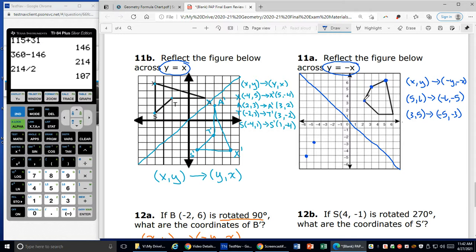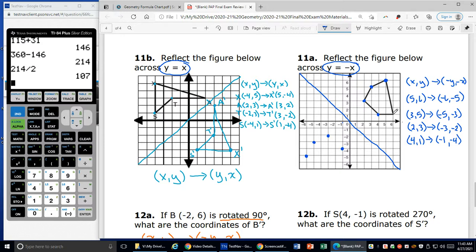Then let's keep moving around to this point here, which is at 2, 3. The opposite of y, -3. The opposite of x, -2. -3, -2. And keep moving around. Here I've got 4, 1. The opposite of y is -1. The opposite of x is -4. -1, -4.